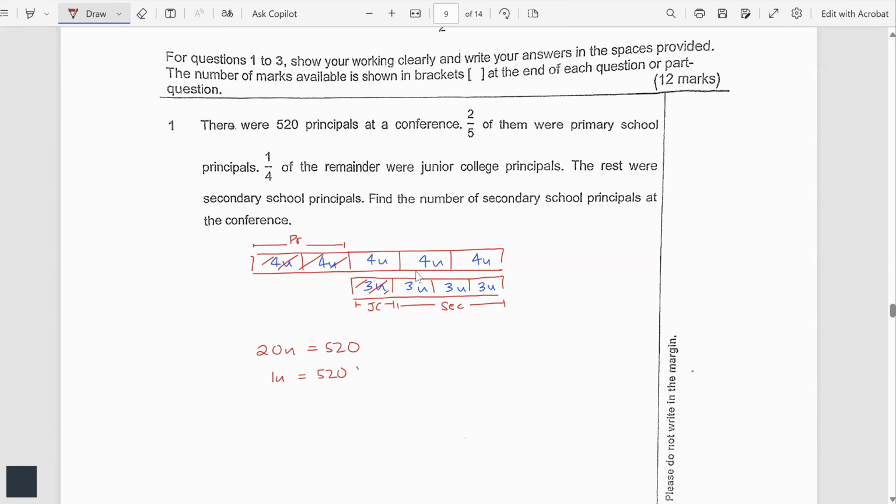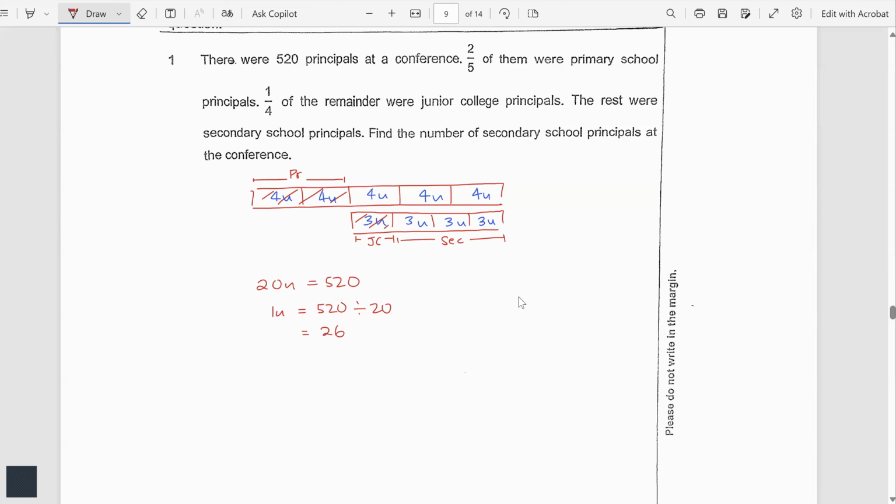So 1 unit is 520 divided by 20, which is 26. Find the number of secondary school principals. Secondary school principals is 9 units. So we take 26 times 9. And you get 234. Okay, so that's the answer. That's the number of secondary school principals at the conference.